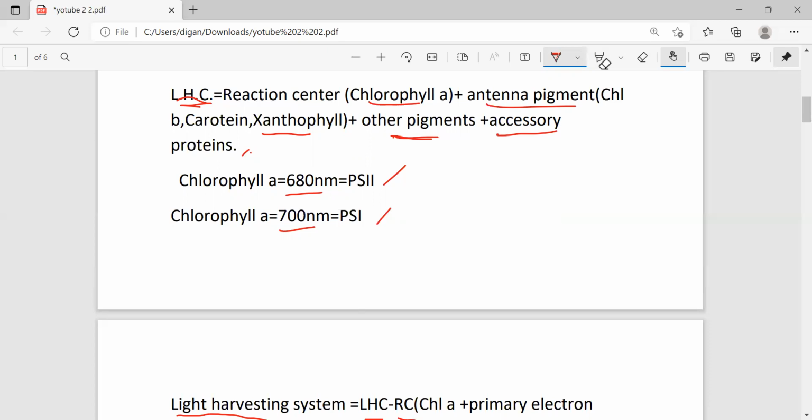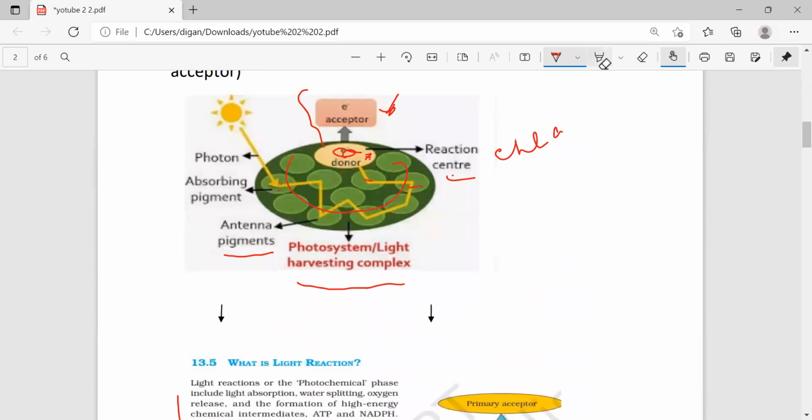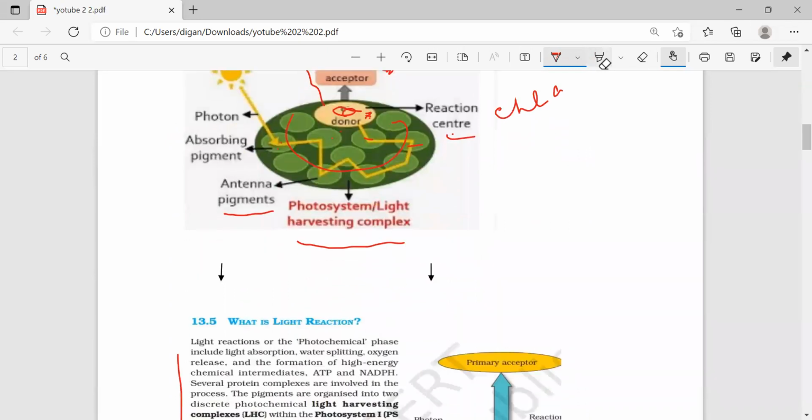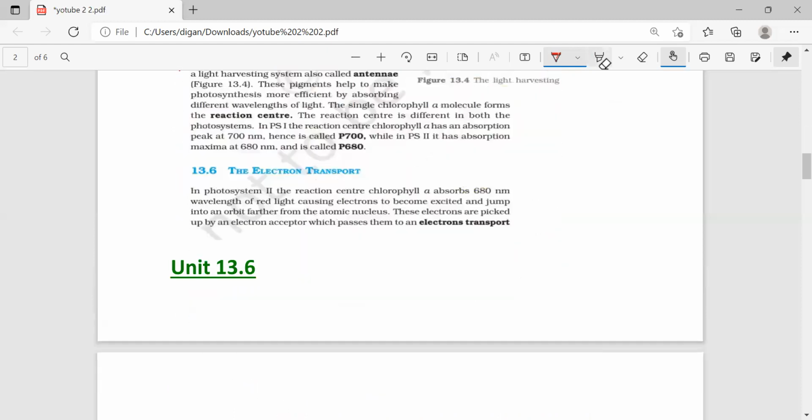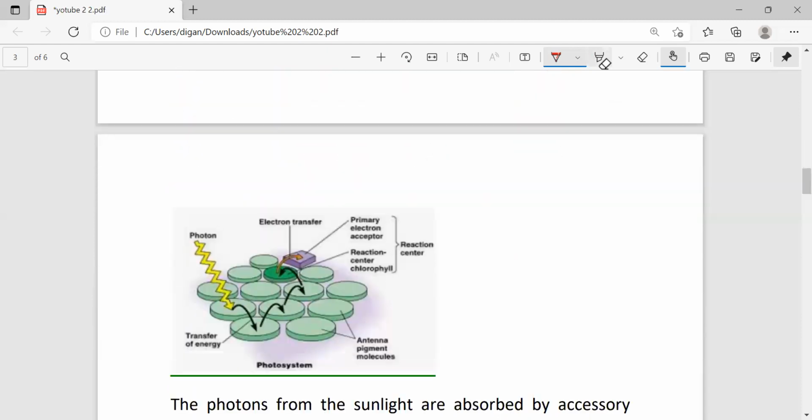And here only 7 is present, a single one. That's why it is named photosystem 1. These are just key points to remember. So don't confuse which one is photosystem 1 and which one is photosystem 2. So this is the structure of the light harvesting complex or photosystem. And here I am showing you two diagrams. This is also one diagram, the same thing.